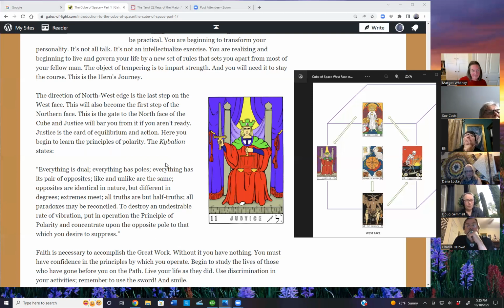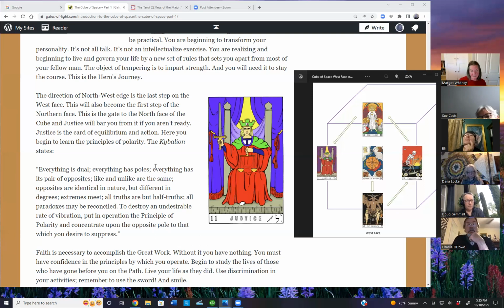Also, she is the first step of the northern face. This is the gate to the north face of the cube, and justice will bar you if you're not ready. Justice is the card of equilibrium and action. So, good time to review that card. Here you begin to learn the principles of polarity.